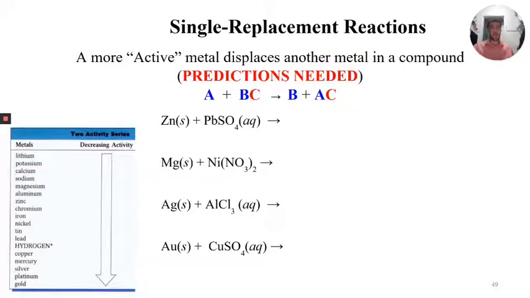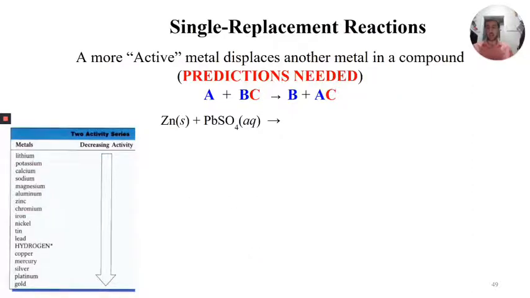We've got a bunch of examples shown below that were revealed a little bit faster than I wanted, but we'll go ahead and take a look at the first one, and then we'll give you some time to practice the others. So if we go through and align this, we're looking at our metal reacting with an ionic compound, and in the process of that, doing an exchange.